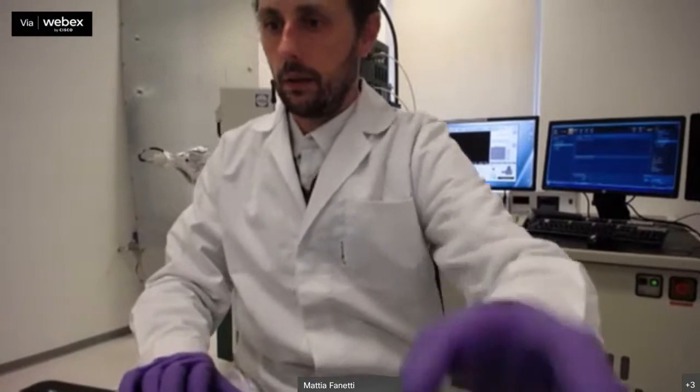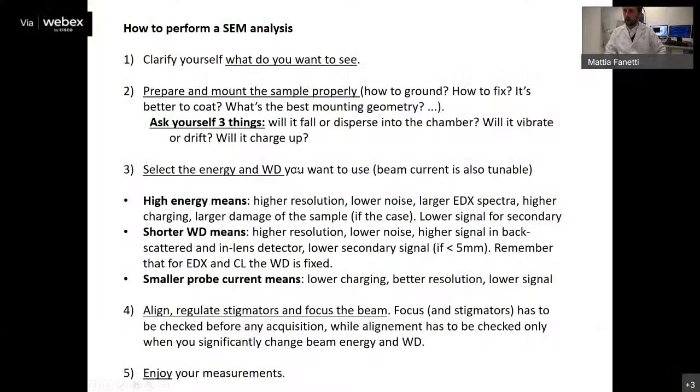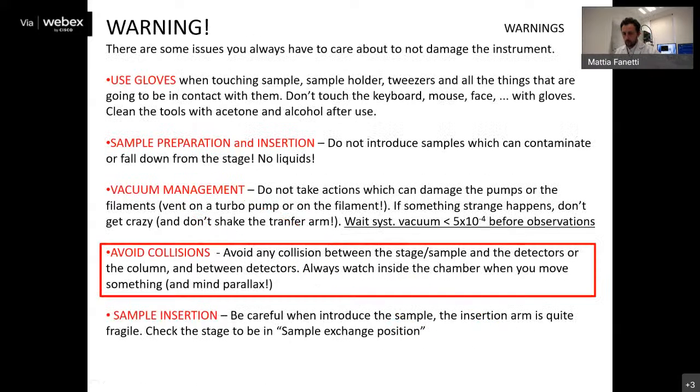So as I said, when you start doing your session, you have to select the correct parameters: the energy, the current, the working distance, then align the stigmators, align the beam, focus the beam, of course, and then you can start to collect your pictures. These I will skip for a while.